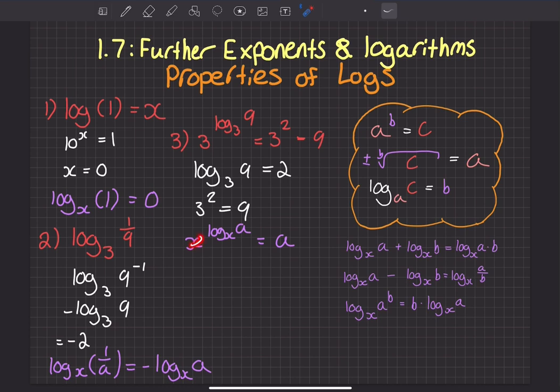And again, if this was e, then this log would be ln, because we know that log base e is ln. So if this was e and this was ln, the same thing would apply: e to the power of ln of a is a. And yeah, these three properties, if you're doing an equation and you see log 1, you just immediately know the answer is 0. It's just something you need to know straight away.